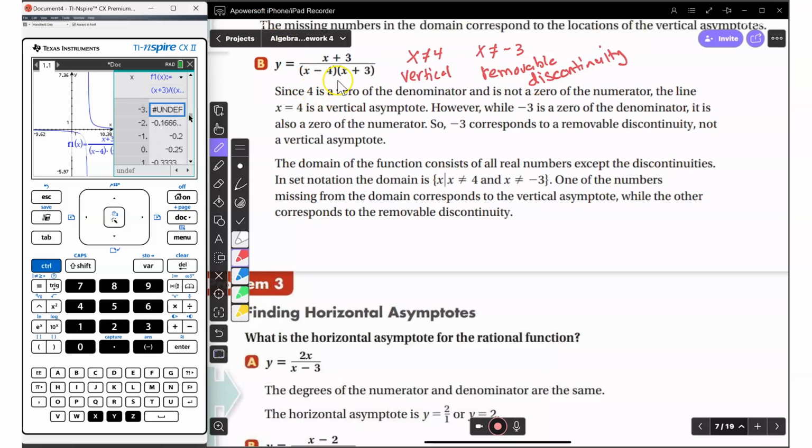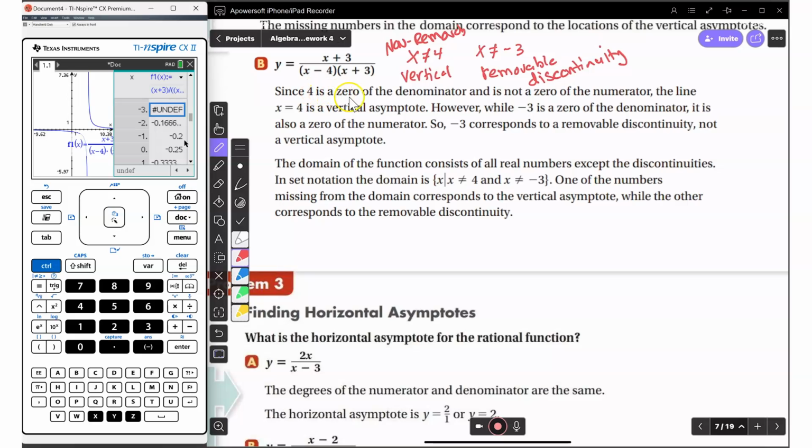Why? Because you see the numerator and denominator, that would be 1 if we were to divide it. Now this one right here is non-removable. It's non-removable because there's actually a break in the graph.